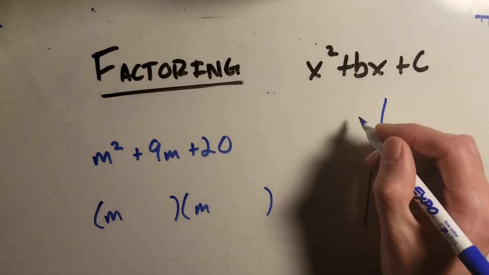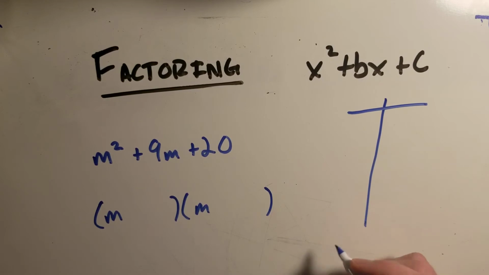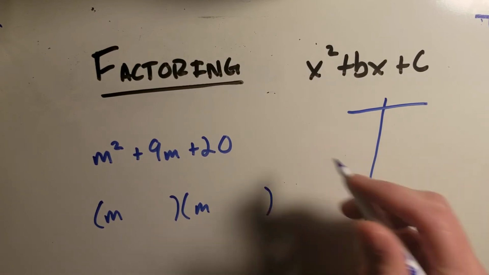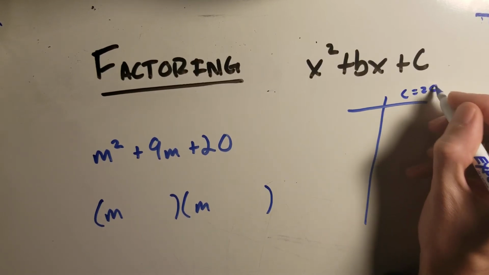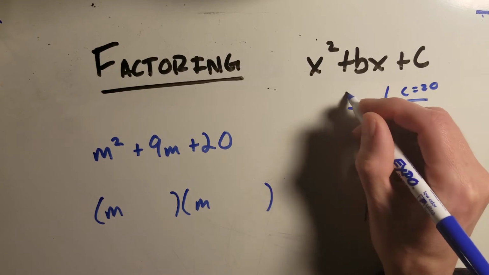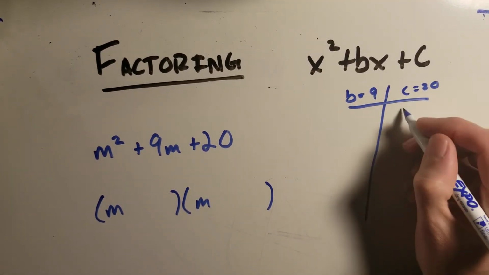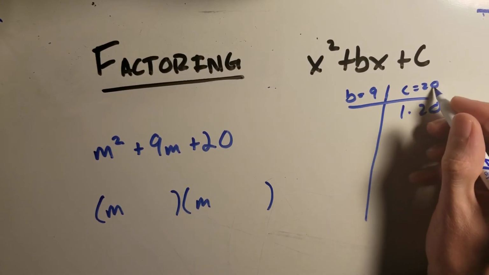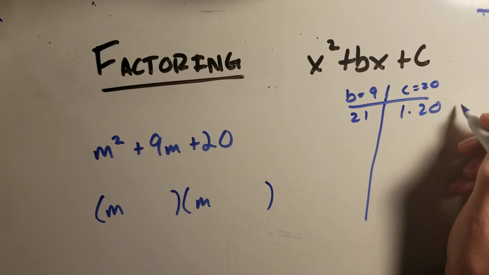You might notice it really quickly, you might not. Just by the off chance that you don't notice it really quickly, or in the future if you don't, what you can do is, well, our c is equal to 20, so our c equals 20. So we need factors that multiply to be 20, and our b equals 9. So I would just list factors. 1 times 20, that equals 20. When you add them together, well, that's 21, so that one doesn't work.